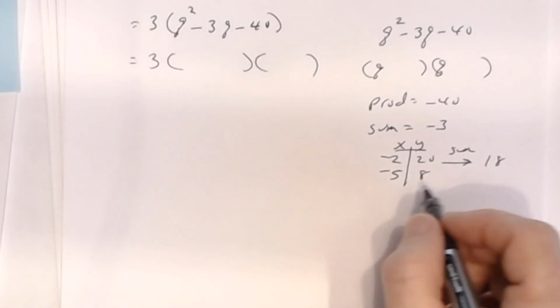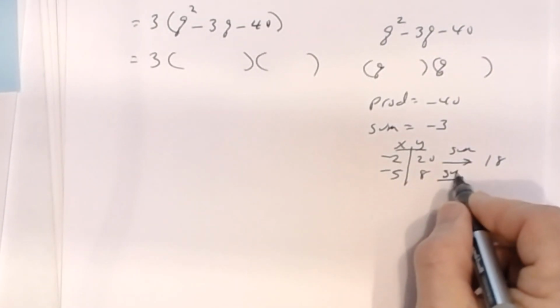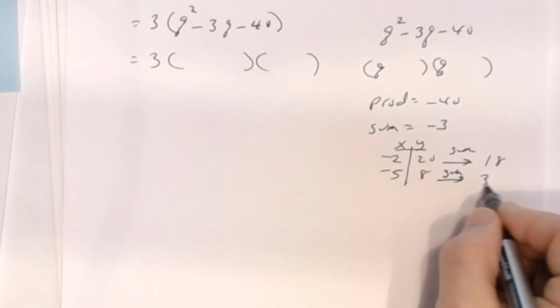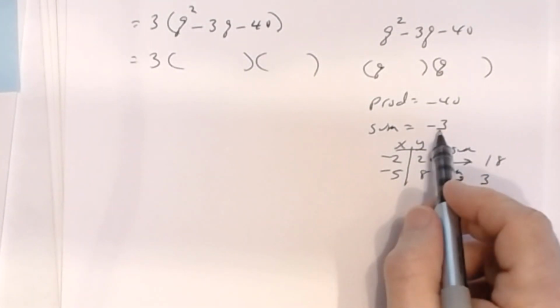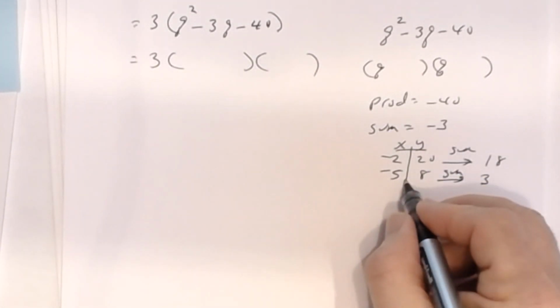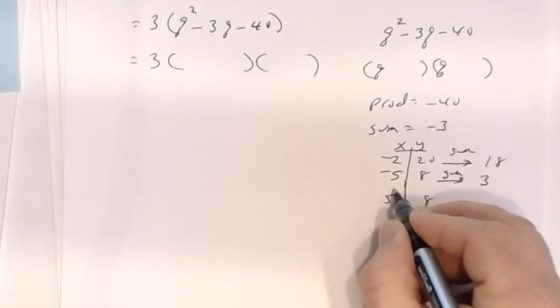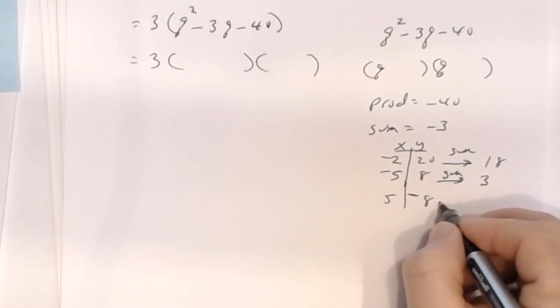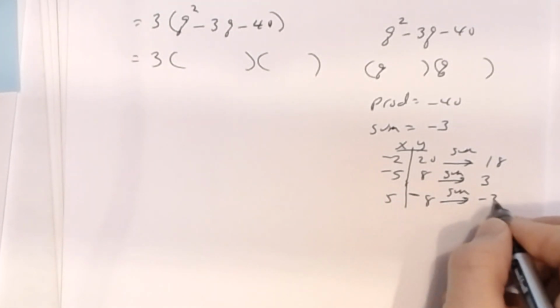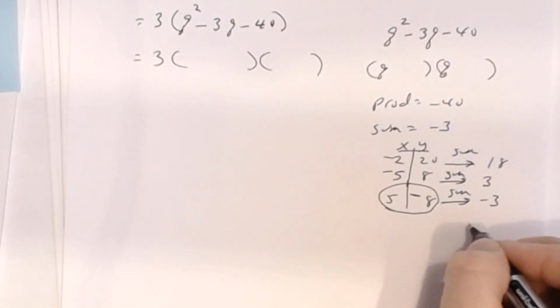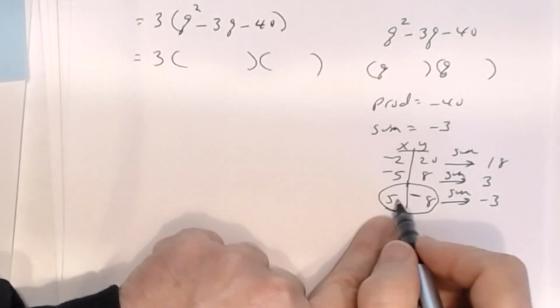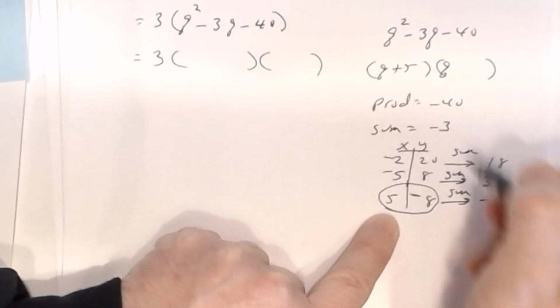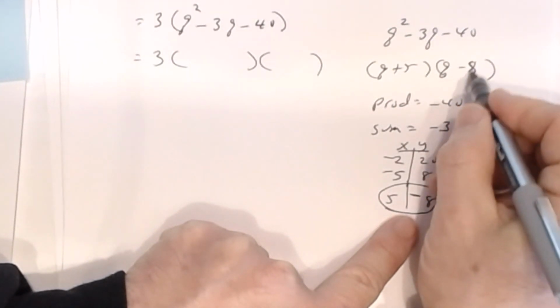But here's the problem, though. Watch. When you do the sum, negative 5 plus 8 is 3. But that's not what you wanted. You wanted a negative 3. All that means is this: instead of making 5 negative, make 8 negative. And then you get the sum to be a negative 3, and that's what you're going to use. So then right here, you're going to say plus 5 minus 8, and that should work.